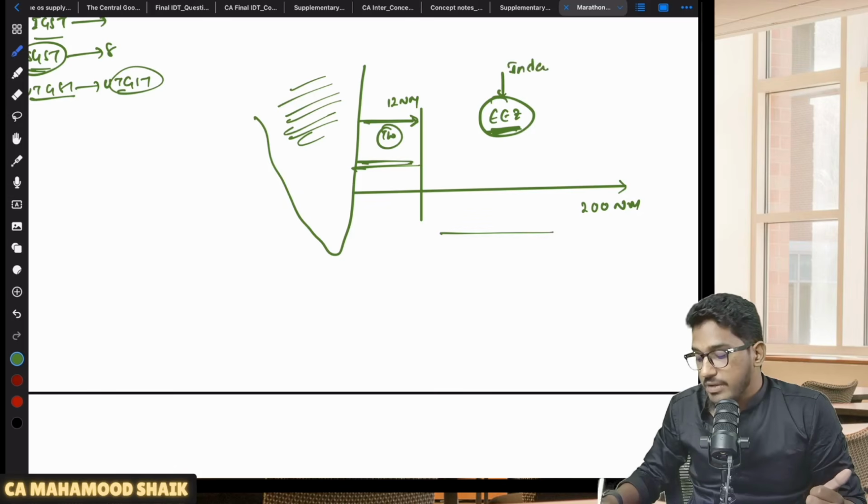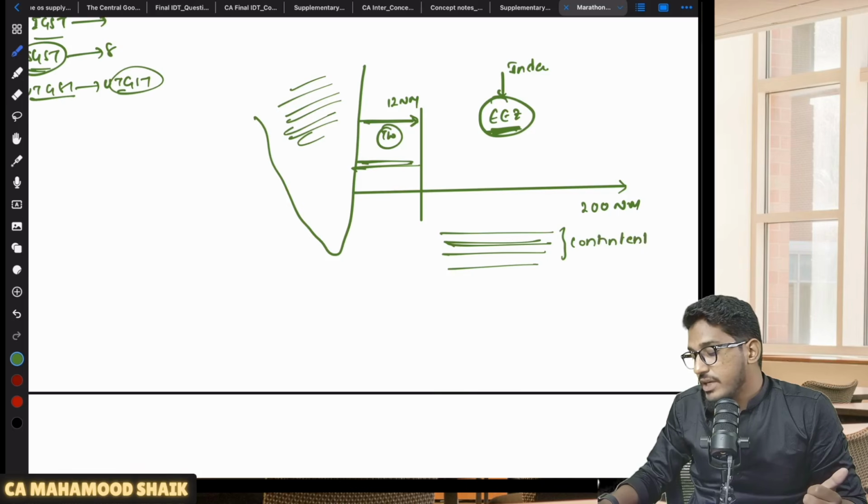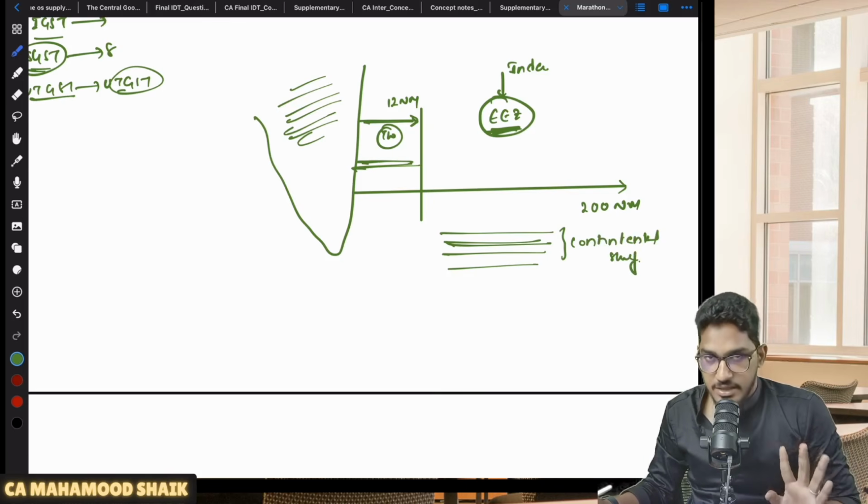And below that water, we will have that soil, we'll have that landmass, right? That I call the continental shelf. That continental shelf also will form part of the India definition.